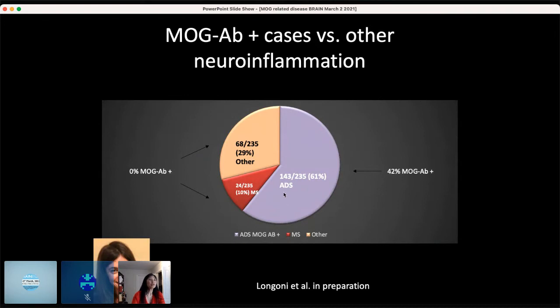Yet those who have demyelinating syndromes, as identified as optic neuritis, transverse myelitis, and those types of things, acute disseminating encephalomyelitis, are very likely to be positive for MOG antibodies. And in fact, in our cohort, we have 42% MOG antibody positive.